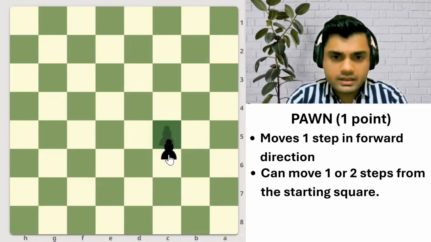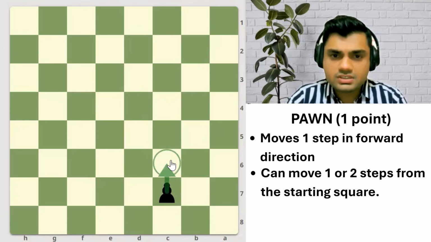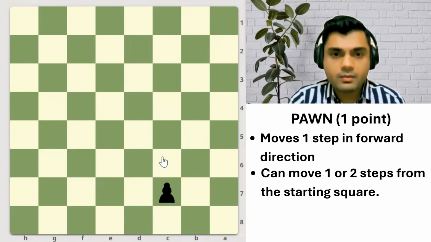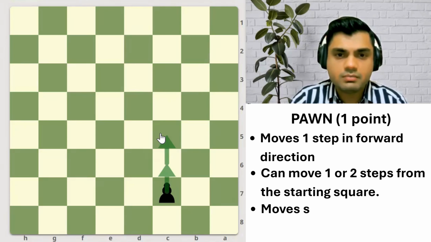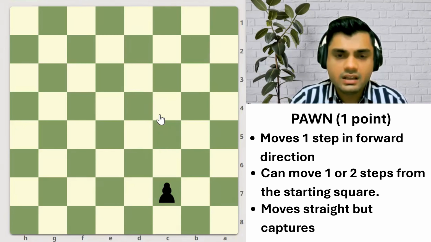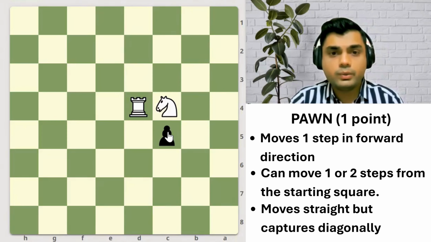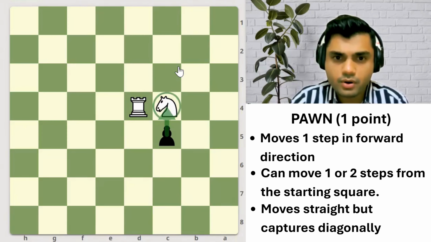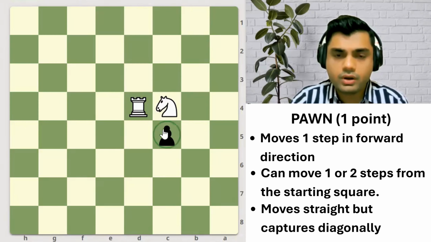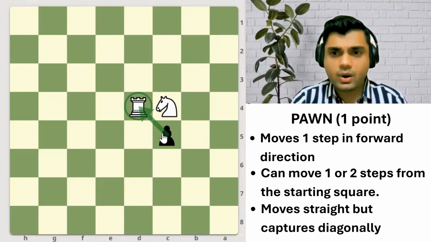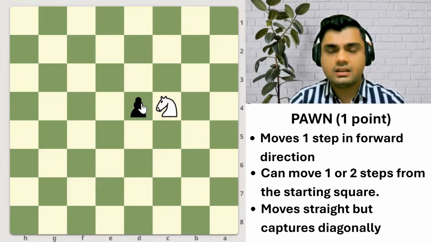One more thing to remember is pawn moves in a straight direction, but it captures diagonally. For example, if a pawn is here, and if I have a knight here, and if I have a rook here, pawn will not capture the knight. Pawn can capture the rook only, because as I said, pawn moves in a forward direction but captures diagonally.